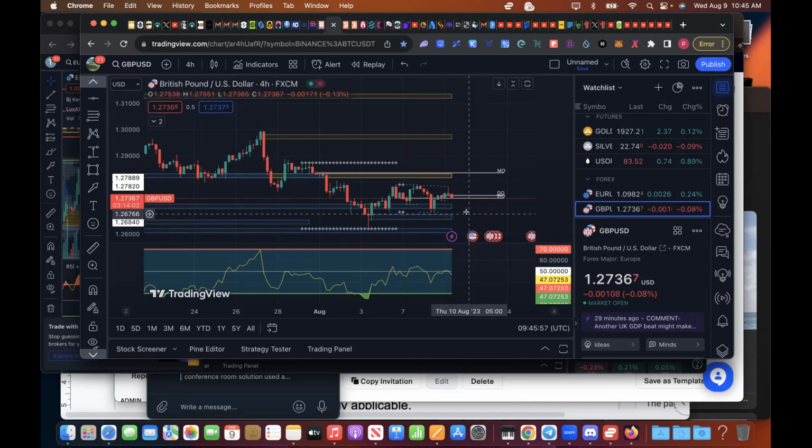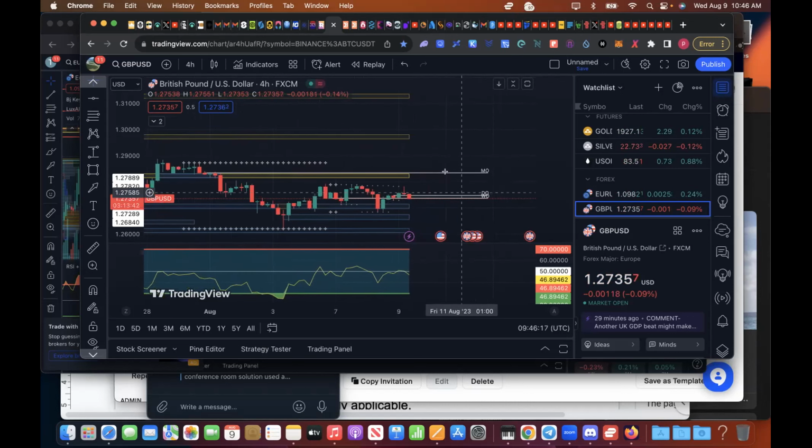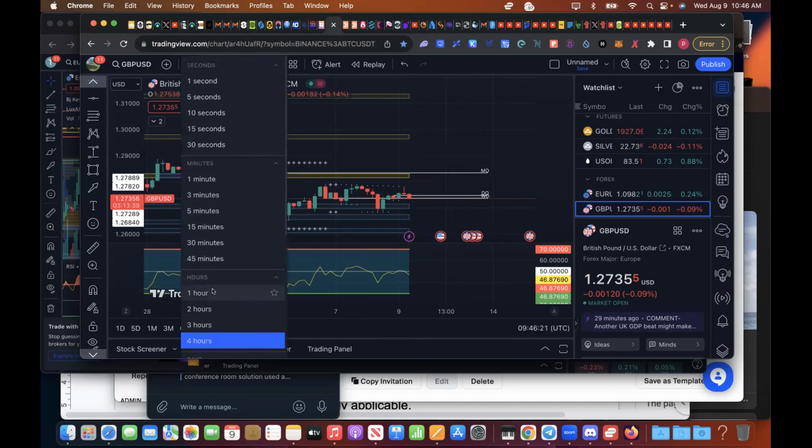It should be selling, because that's why I don't like trading from the middle of the oscillators. So GBP USD, let's look at indicators, because look at what's happening. This is 4 hours. So let's look at the 1 hour time frame.